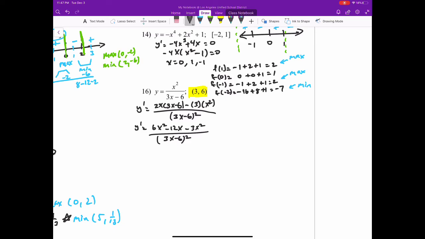We see like terms one more time. So y prime is equal to 3x squared minus 12x over 3x minus 6 squared. I'm going to factor this out to make it look a little prettier by 3x. So we're left with x minus 4 over 3x minus 6 squared. So we have zeros: x is 0 and 4. And we'll have a problem on the bottom when x is equal to 2. So we have a couple points we have to check, and we'll see how the signs are going to change.